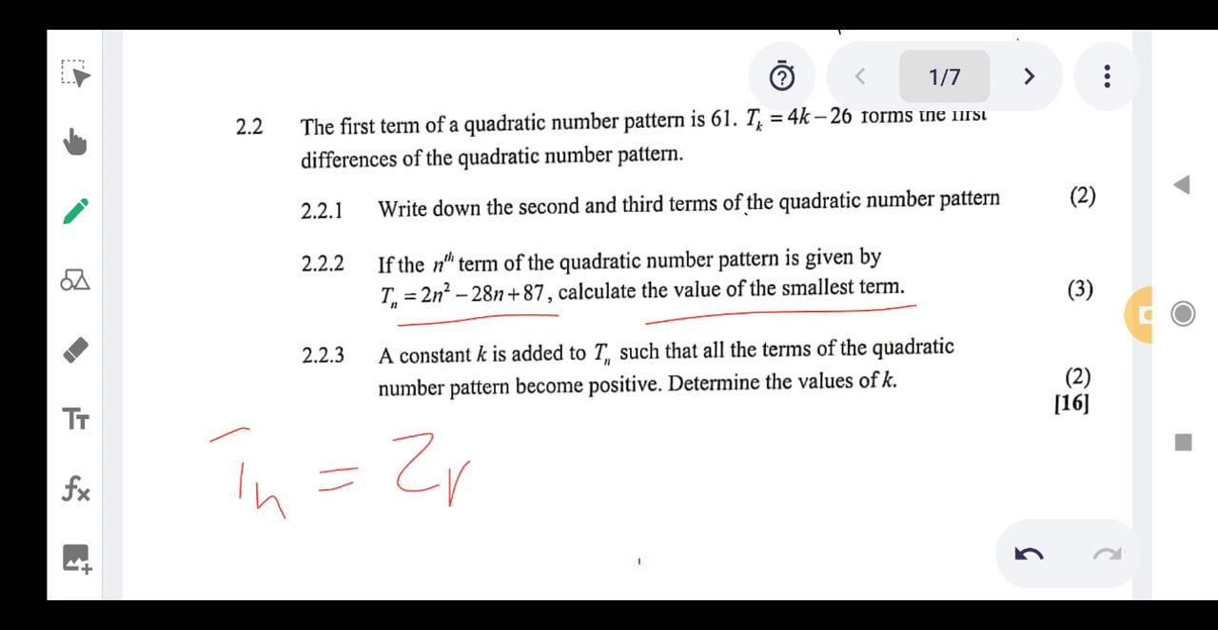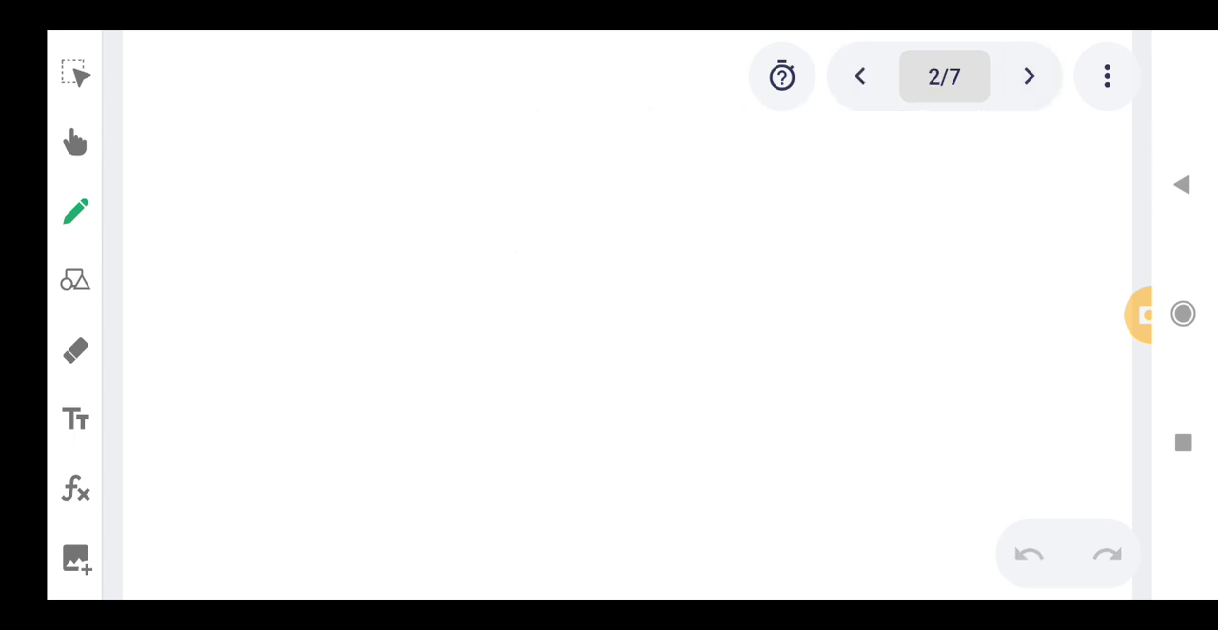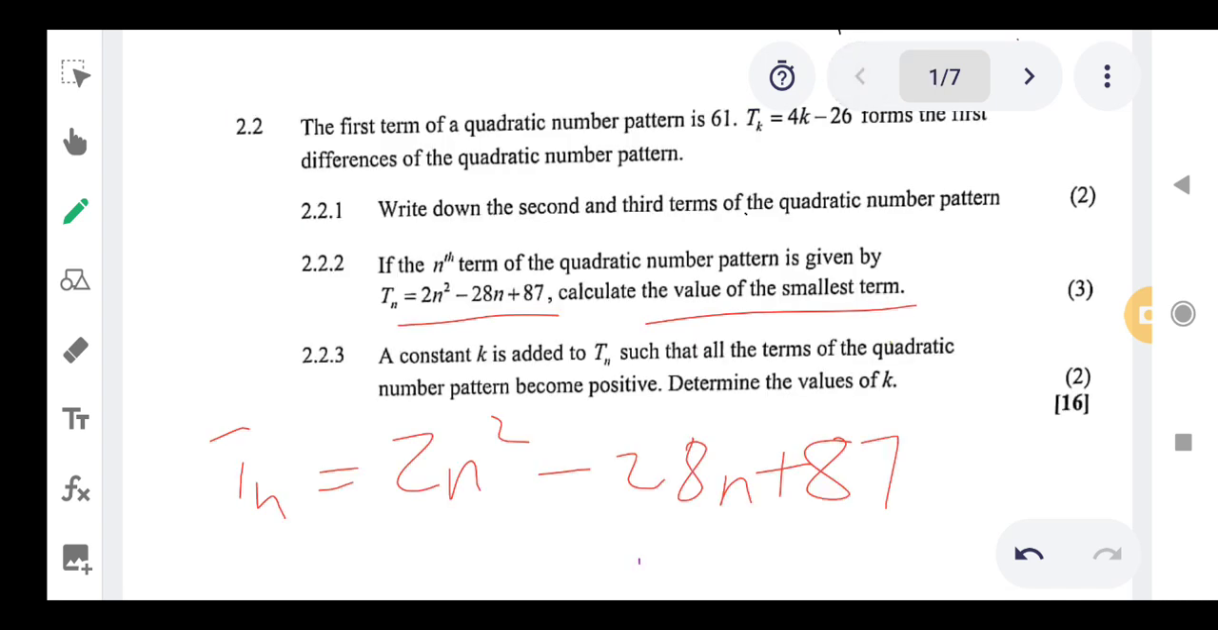Tn can be given as 2n squared minus 28n plus 87. Now, for me to get the smallest, I need to differentiate, I need to minimize. So I'm going to differentiate to give Tn prime. We must differentiate: 2 multiplied by 2, which is 4. Then Tn prime is going to be given by 4n minus 28.